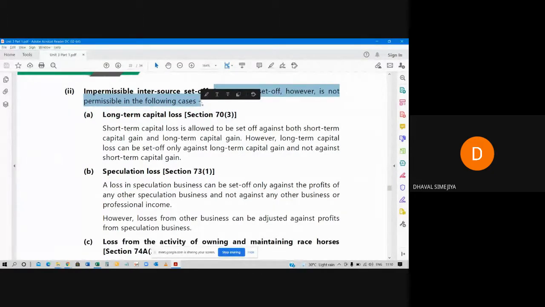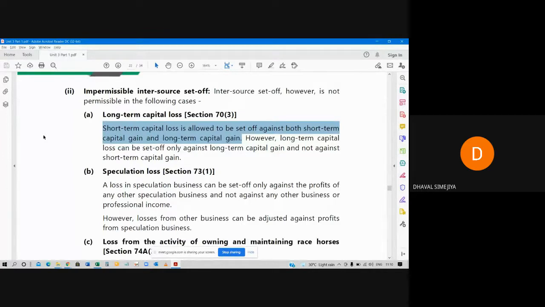Which type of cases? Look, long-term capital loss. Short-term capital loss is allowed to be set off against both short-term capital gain and long-term capital gain. Please mark these words, okay? This is most important. An MCQ, 1 mark question can be asked. Short-term capital loss is allowed to be set off against both short-term capital gain and long-term capital gain.